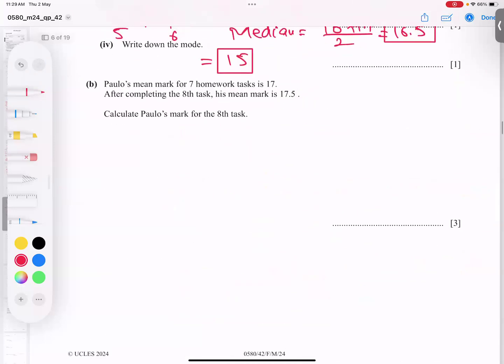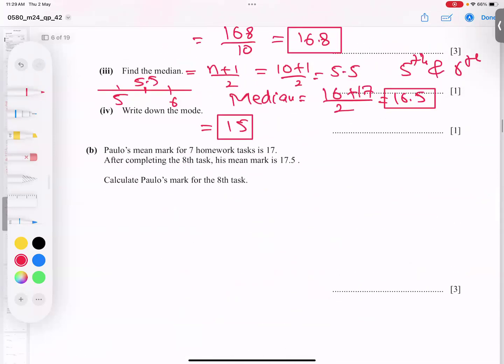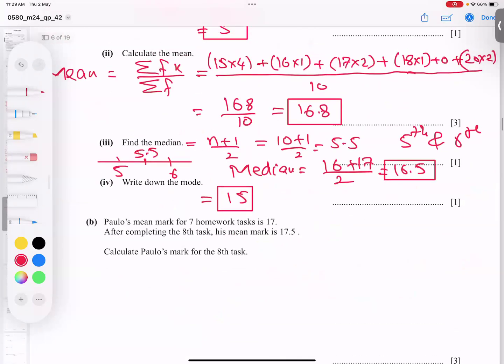Next question. This is a little tricky, but we will try to solve it, inshallah. He said the mean mark is 17 for 7 homeworks. Repeat: the mean mark of 7 homeworks is 17.